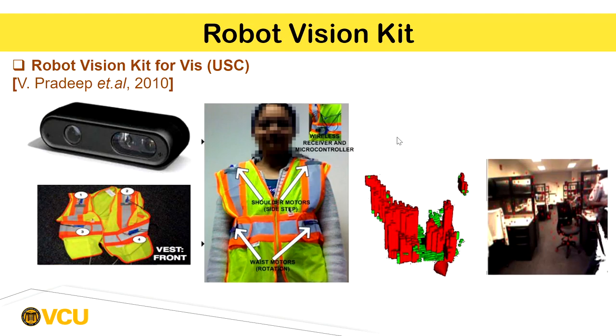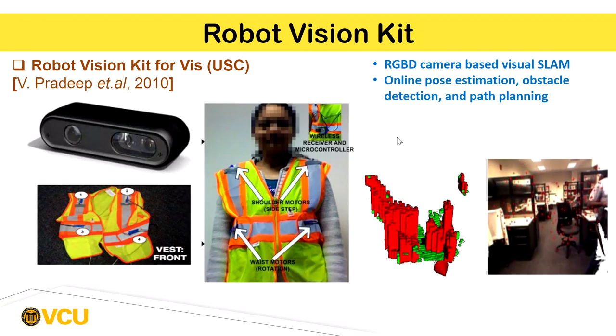It's developed by the people from the USC. It uses an RGB camera installed on the top of the head of the user, and asks them to wear a vest. They install some vibrator motors, two on the shoulder, two on the vest. And then run some localization and obstacle detection algorithms.